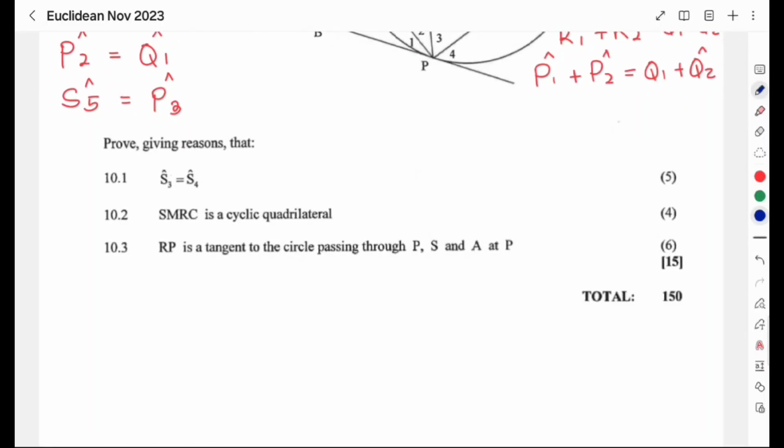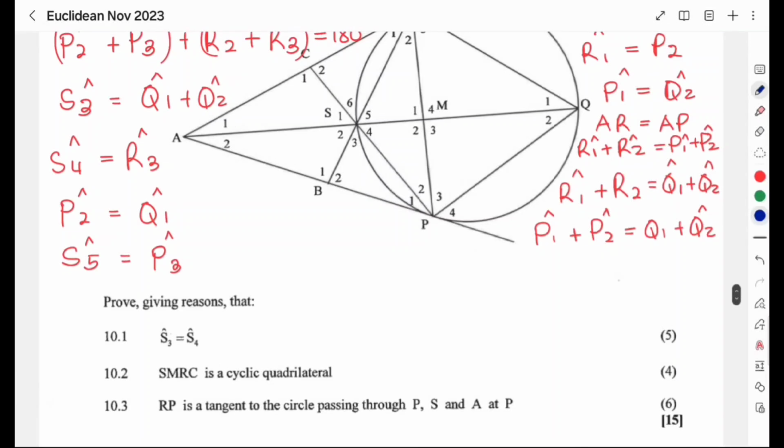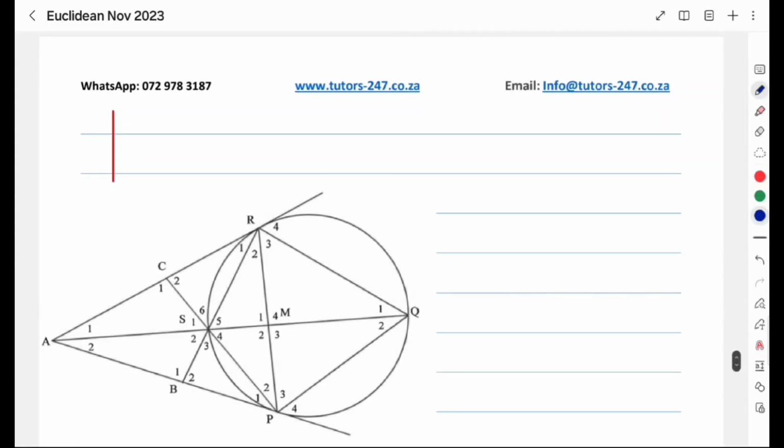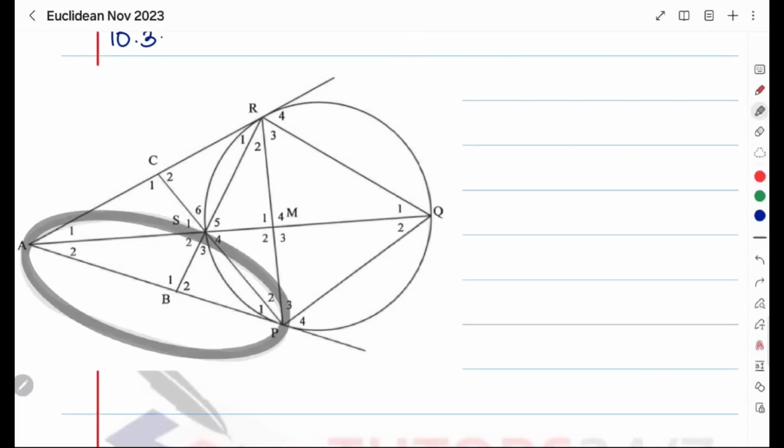Lastly, we have question 10.3. RP is a tangent to the circle passing through PS and A at P. So we need to prove that RP is a tangent to the circle, and this circle is passing through P, S, and A, and the tangent and the circle touch at the point P. So first, let us go and make a circle passing through points P, S, and A. So this is the circle passing through the points P, S, and A.